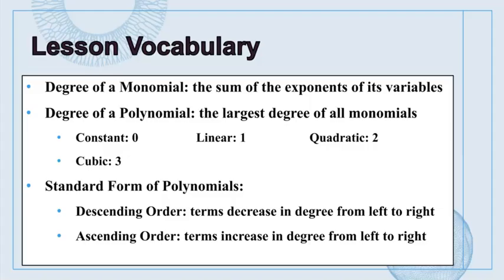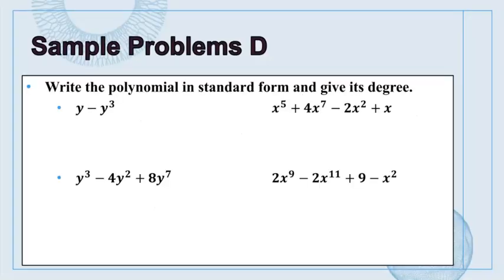And then the last part is standard form of polynomials. Here you can write them in descending order, which means the terms decrease in degree from left to right. Other times you might write it in ascending order, which means the terms are increasing in degree from left to right. So our first example, we want to write the polynomial in standard form and give its degree.